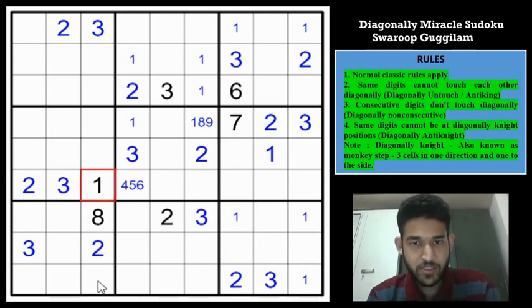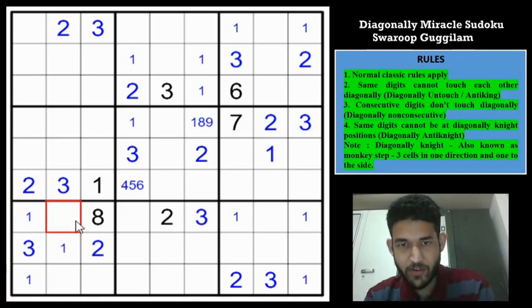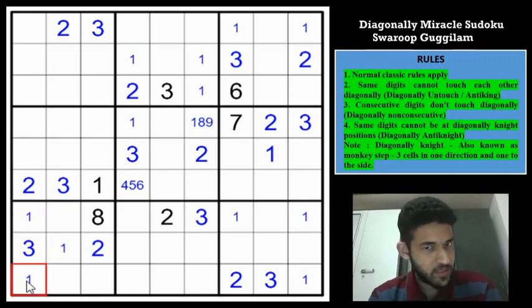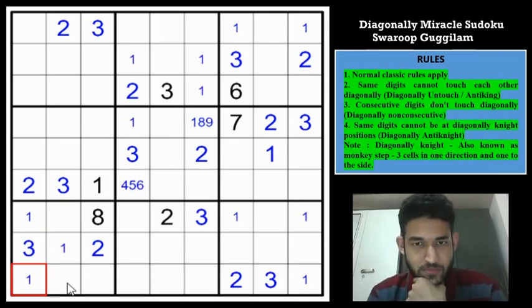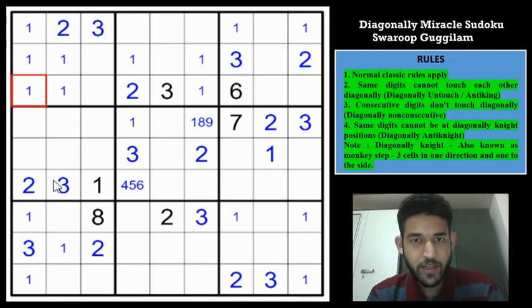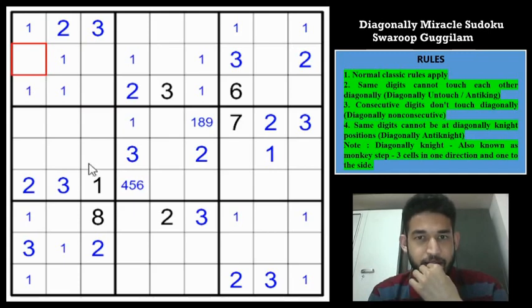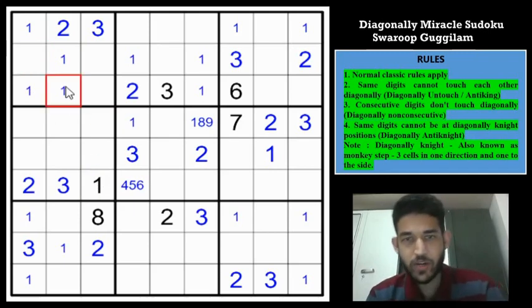And let us look at this one. 1 can't be in these 2 cells. So 1 is here, here, here or here. And this eliminates the 1 from here. So 1 is in these 3 cells, right? Okay, no more 1s can be eliminated. So let us look at this box. 1 can't be in these 2 cells. So 1 is in these 5 cells, right? But we can eliminate the 1 from here, diagonally consecutive to the 2. And this one is a monkey step away from this cell, so 1 can be eliminated from here.